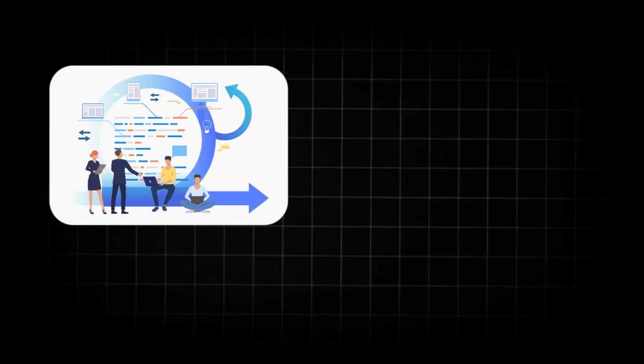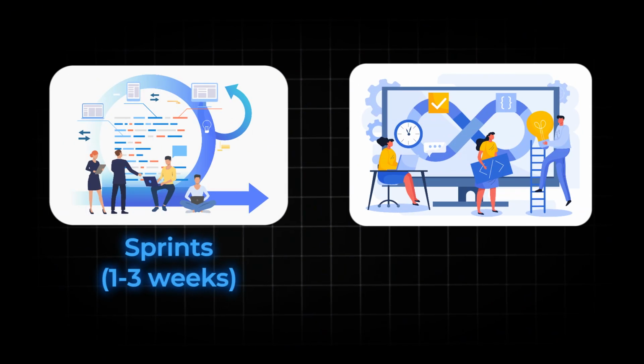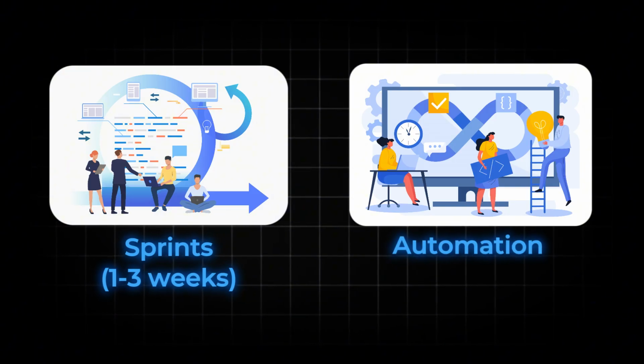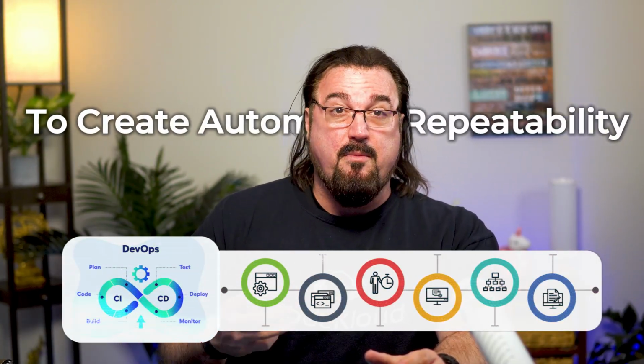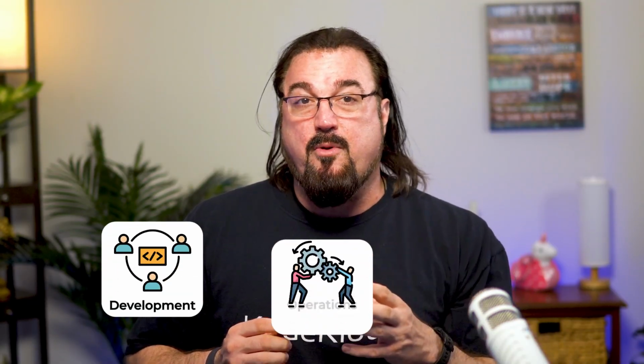Agile uses short development cycles called sprints, which are typically 1 to 3 weeks, while DevOps focuses on automating pretty much everything that can be automated. And they use practices like CI/CD and infrastructure as code to create automated repeatability. Now, in Alex's team, various roles work together to complete a sprint, while Dana encourages collaboration between traditional teams like development, operations, and security. They seem pretty different, but when you take a closer look, you see some similarities.